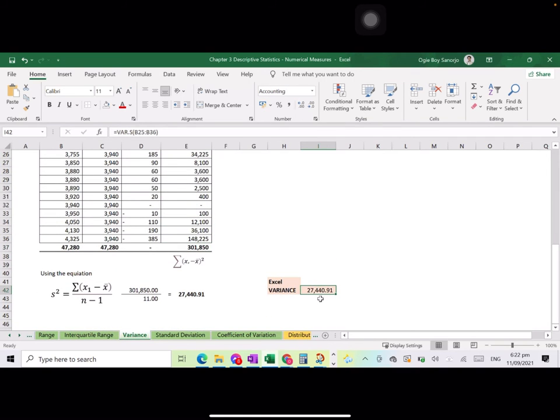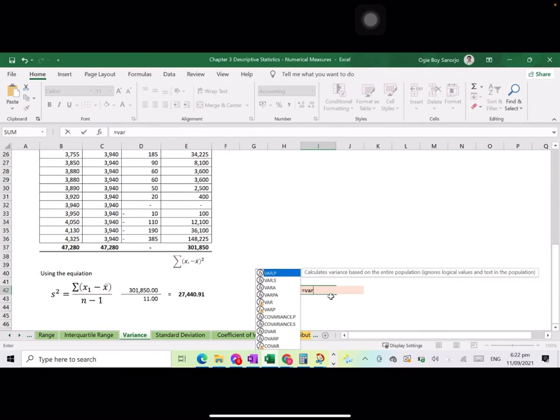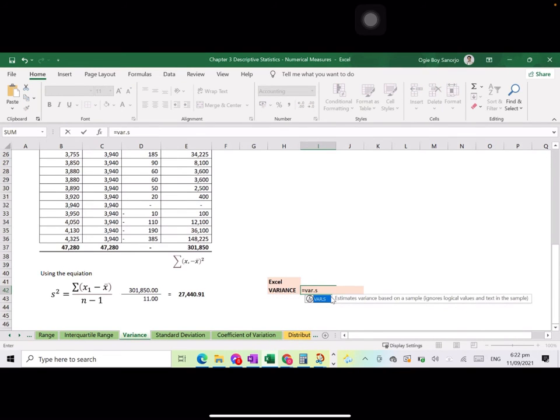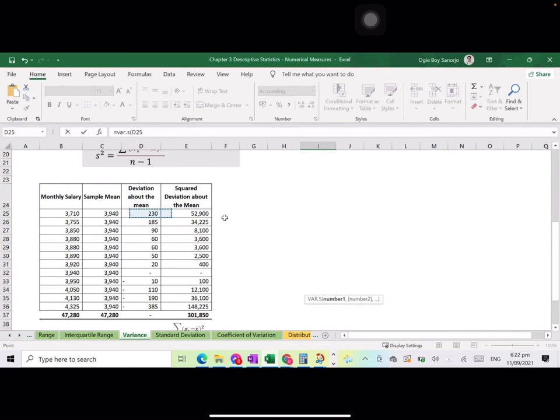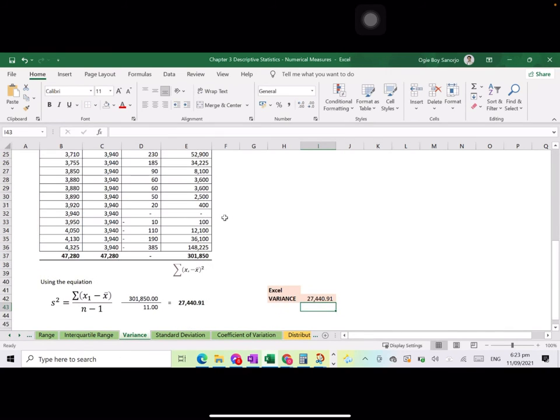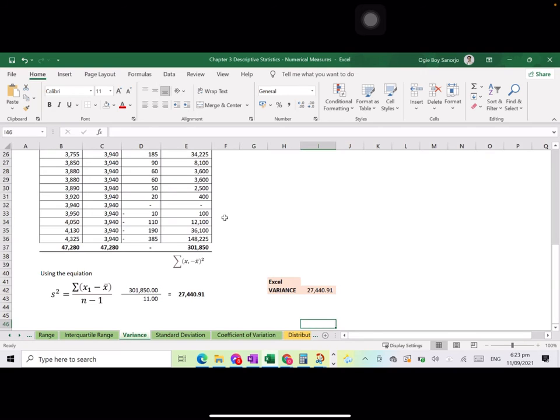By applying the knowledge that we have acquired, we need to apply it using our Excel formula. So we have here VAR.S. So si S kasi nga sample, no, pero pag population yan, most probably P ang gagamitin natin. So equal VAR.S, then open parenthesis, then you only need to highlight the monthly salary and close parenthesis. So we have here 27,440.91. So ganyan lang siya kadali.